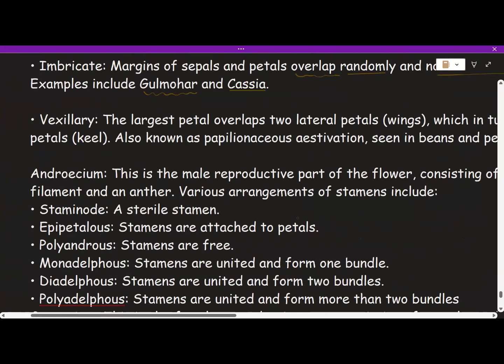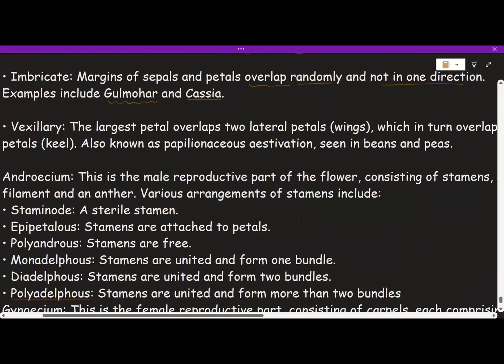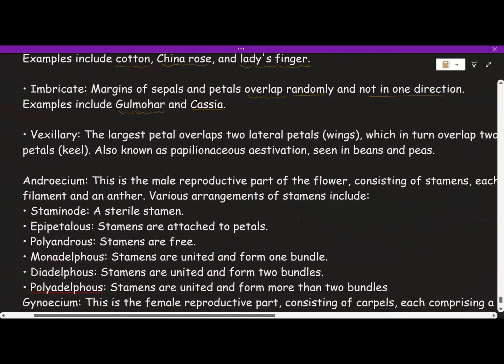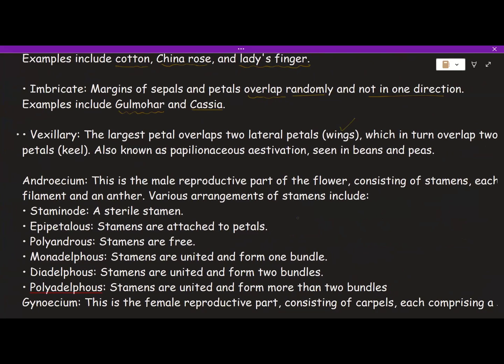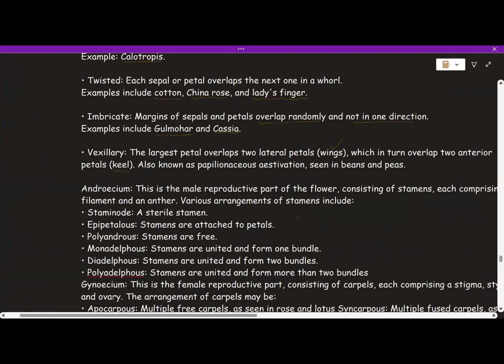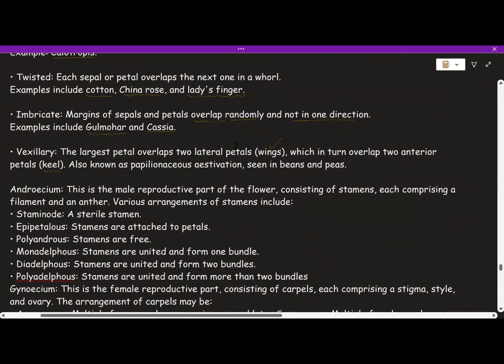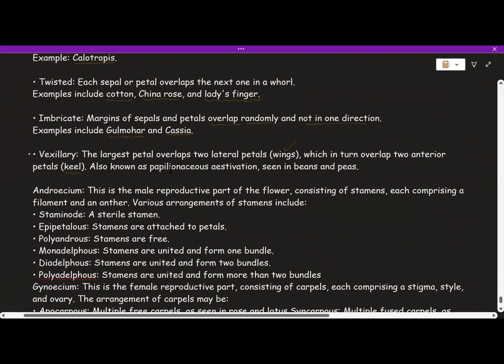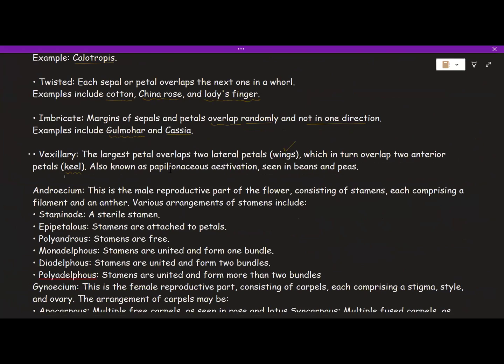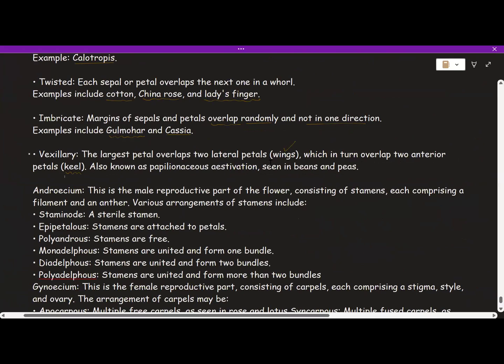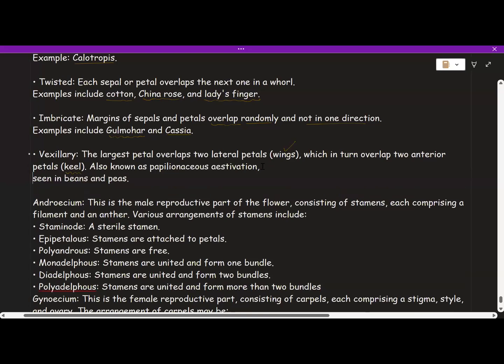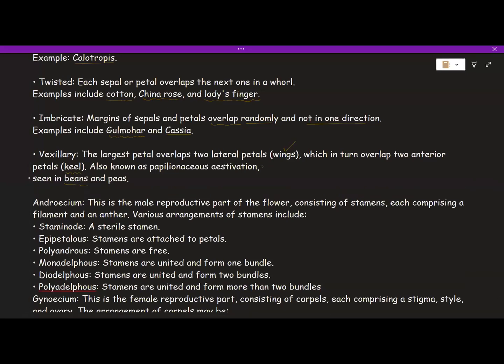Here the largest petal overlaps the two lateral petals called wings, which in turn overlap two fused petals called the keel. So each of the petals has its own specific name. This kind of estivation, other than being called vexillary, is also called papilionaceous estivation. And what are the examples? This particular estivation is seen in beans and peas.